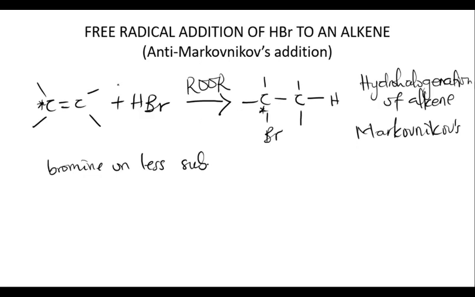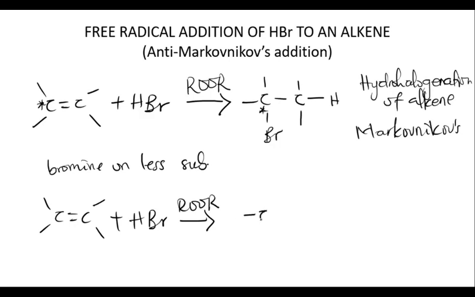Once we add a peroxide to this reaction, it does not go via the Markovnikov's addition again, it goes via the anti-Markovnikov's addition. That is, if we still have our alkene, and then we add hydrogen bromide in the presence of a peroxide, we get the anti-Markovnikov's product. That is, we add the hydrogen to the more substituted carbon, and then we add the bromine to the less substituted carbon.